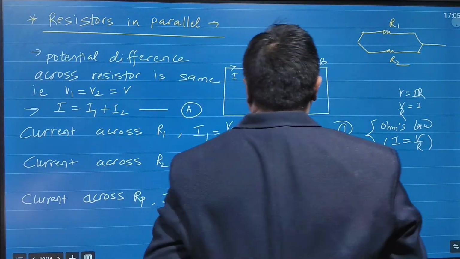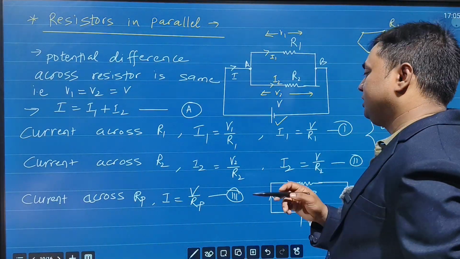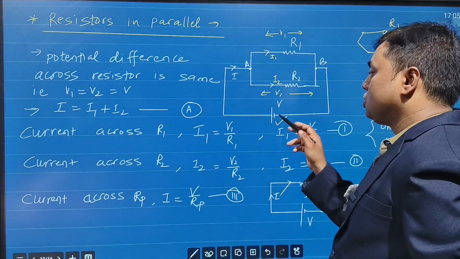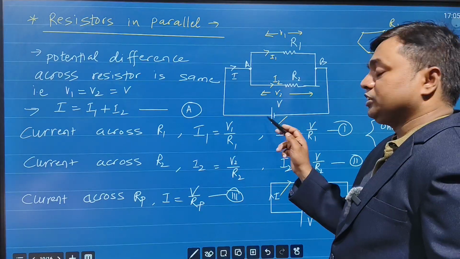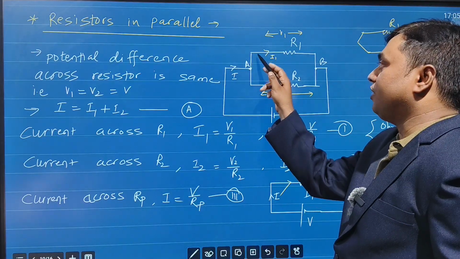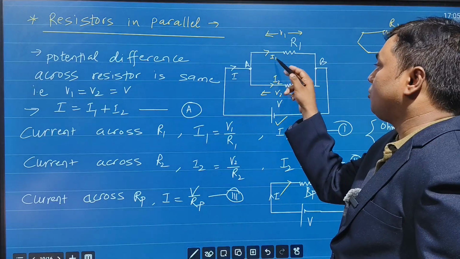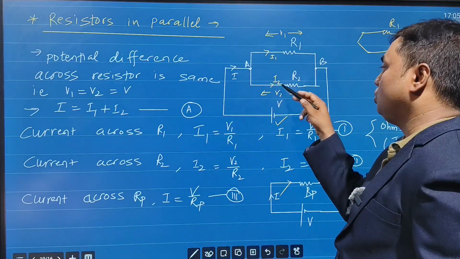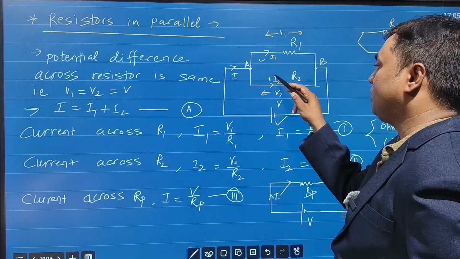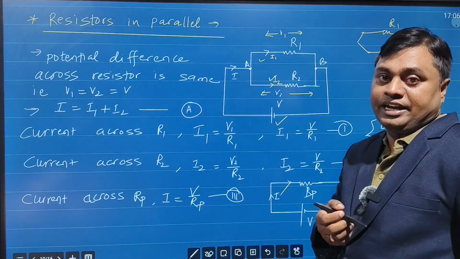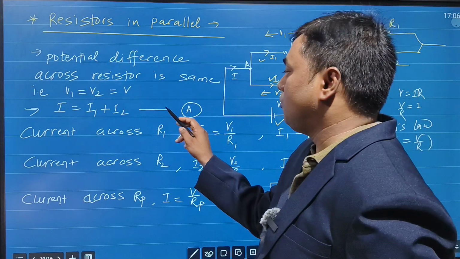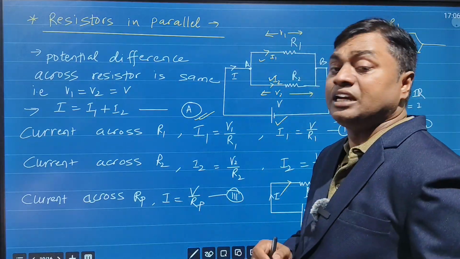In the parallel connection, this is the V voltage applied across this. Yes or no? So current will pass through this. Here current will divide because two different resistors are there. So here current through R1 is, let's say, I1, and current through R2 is I2. Is it clear? I1 and I2. Here current division takes place. So I is equal to I1 plus I2. Consider this as equation A.